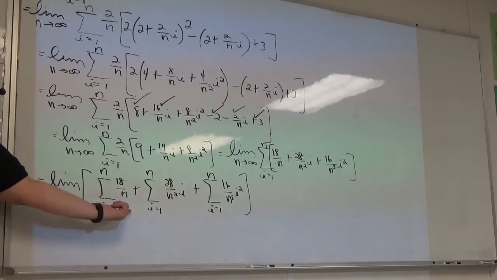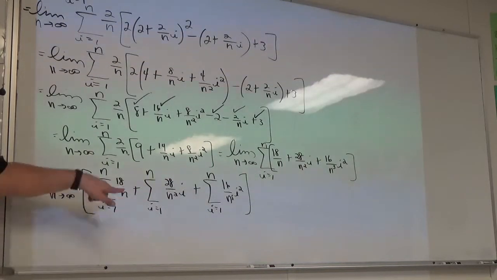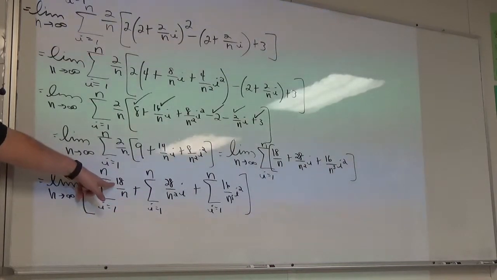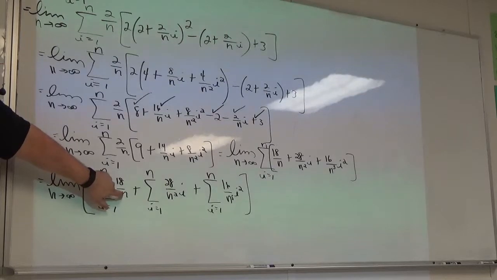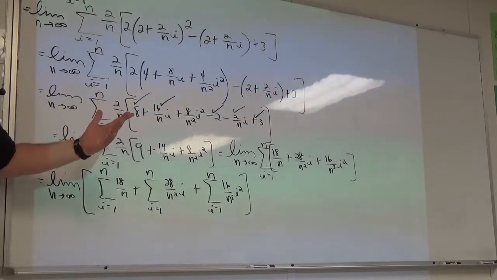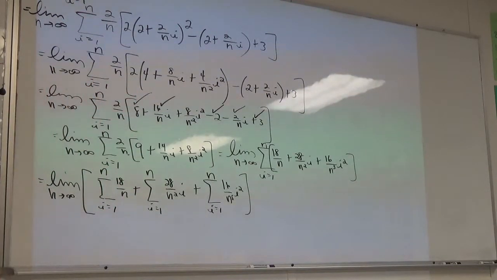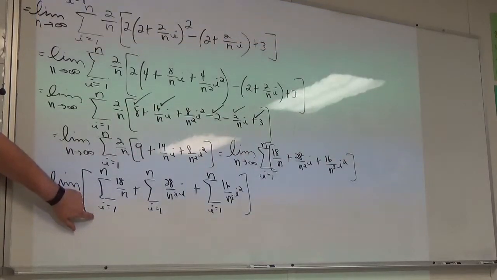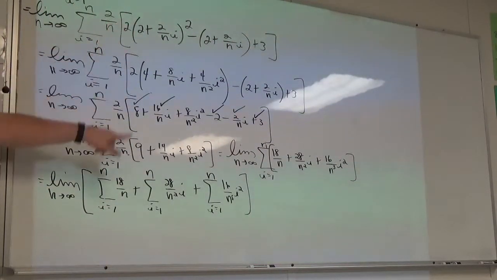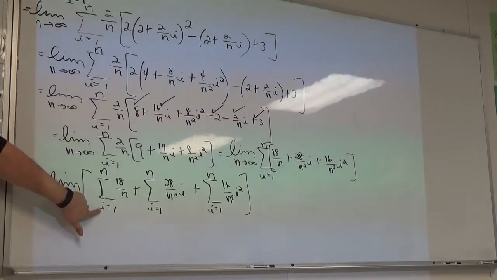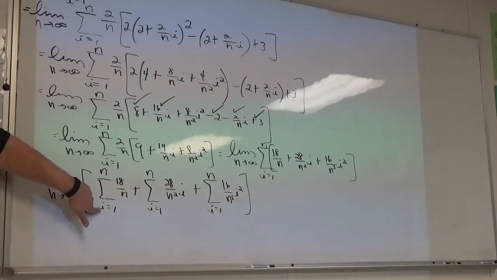So what are the constants here? 18 over n. 18 is a constant. 18's not changing. There's another constant here, n. Why is n a constant? n kind of looks like a variable to me. What's changing is i. This is your counter, right? You determined what n was in the beginning. i is what changes. i is 1, i is 2, i is 3, i is 4, i is 5.